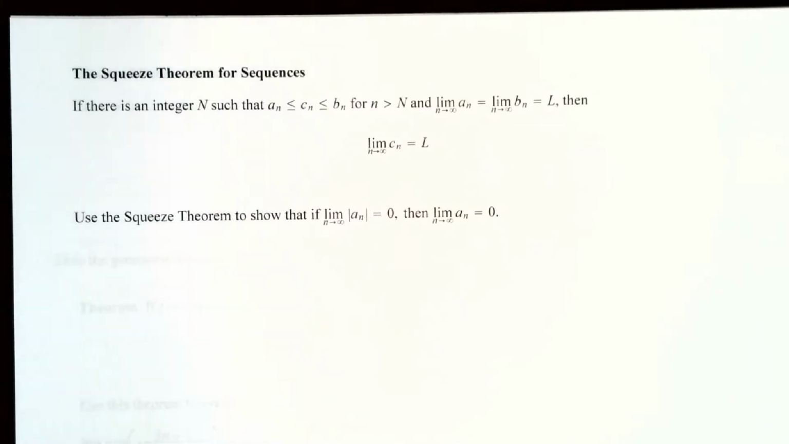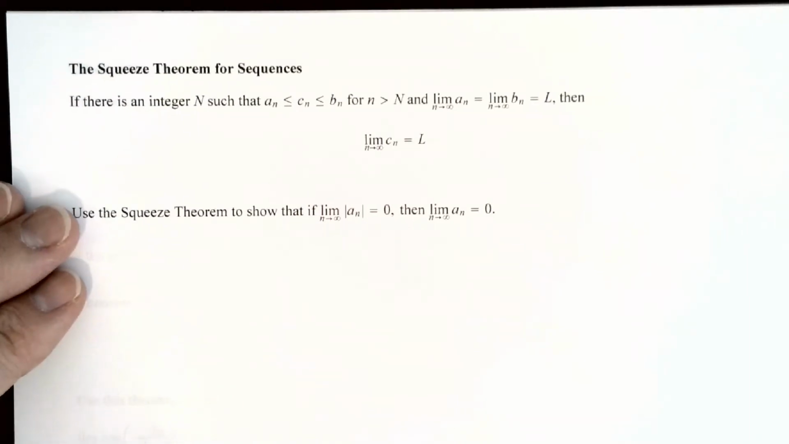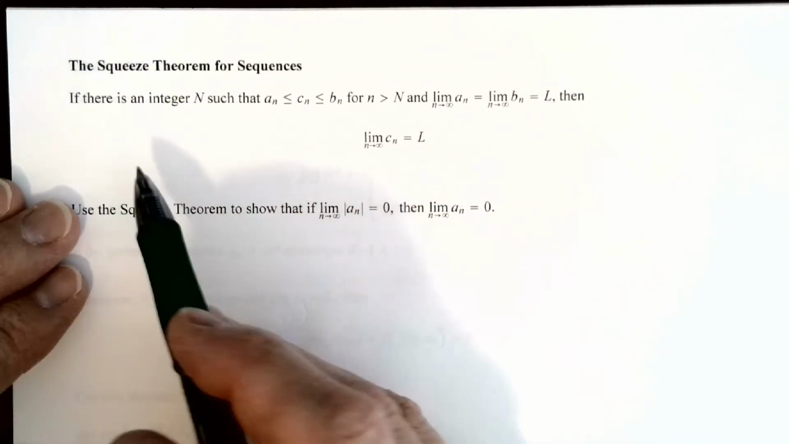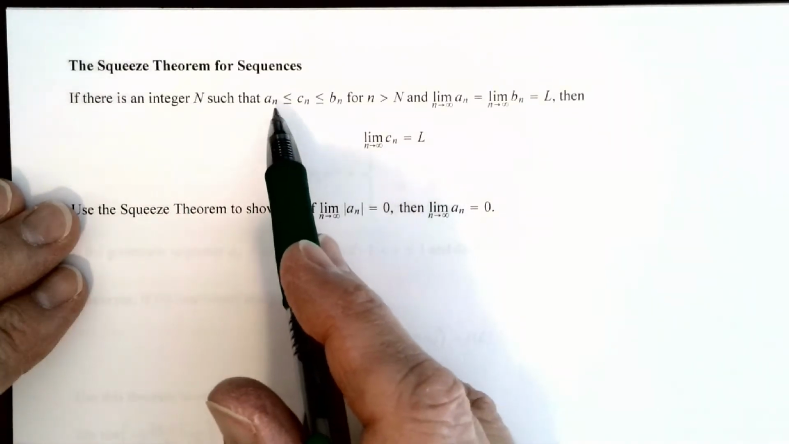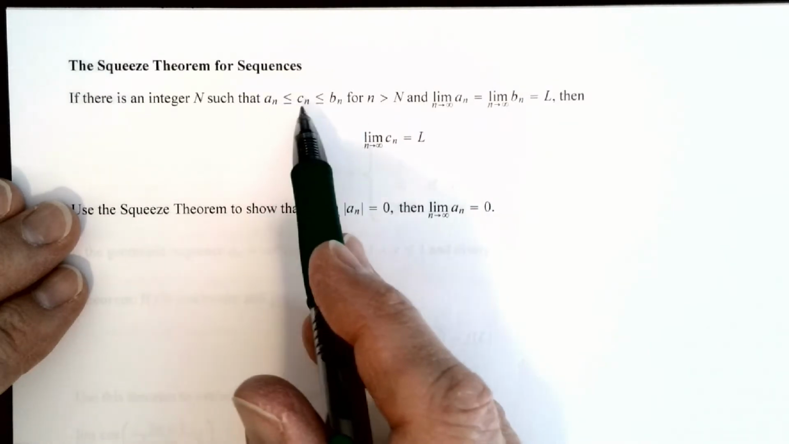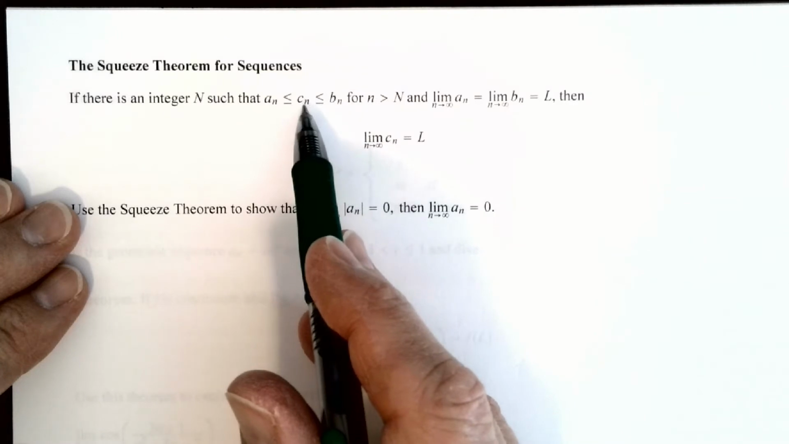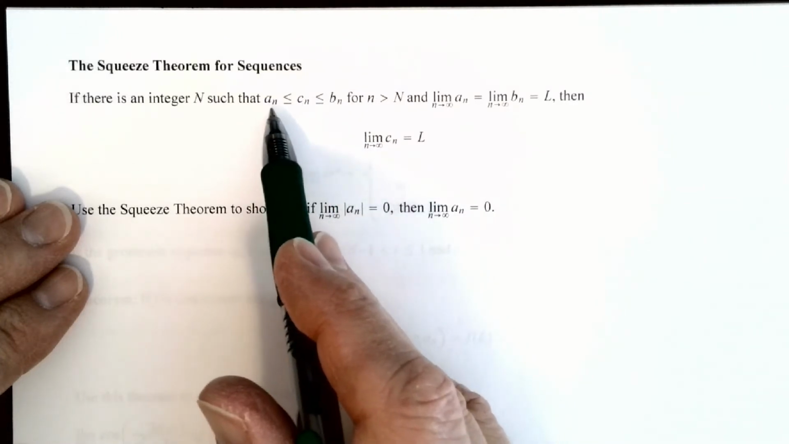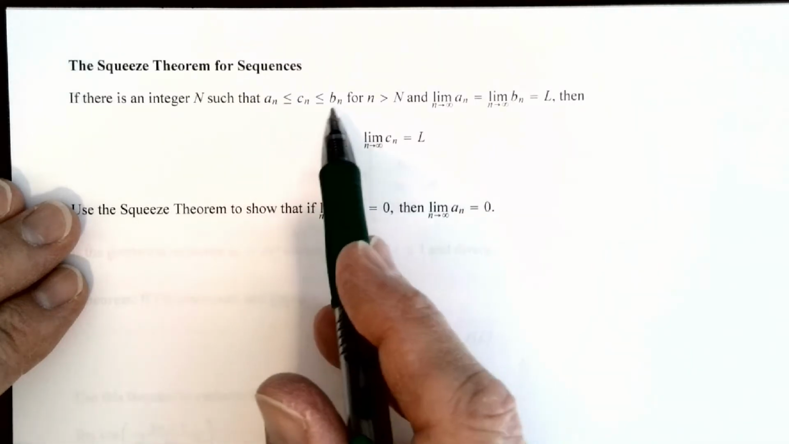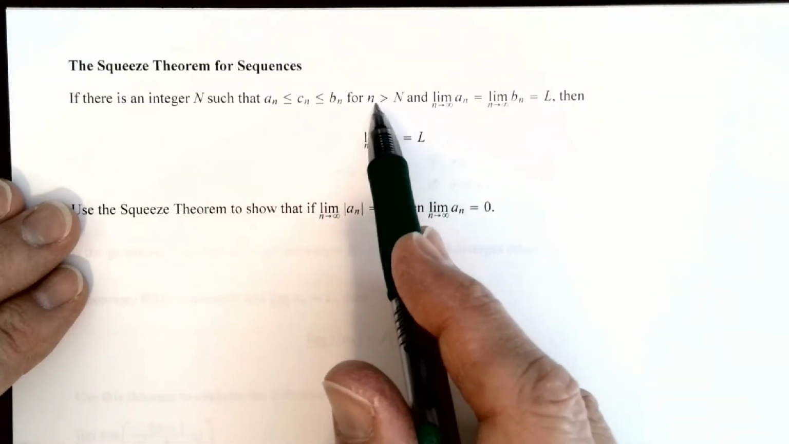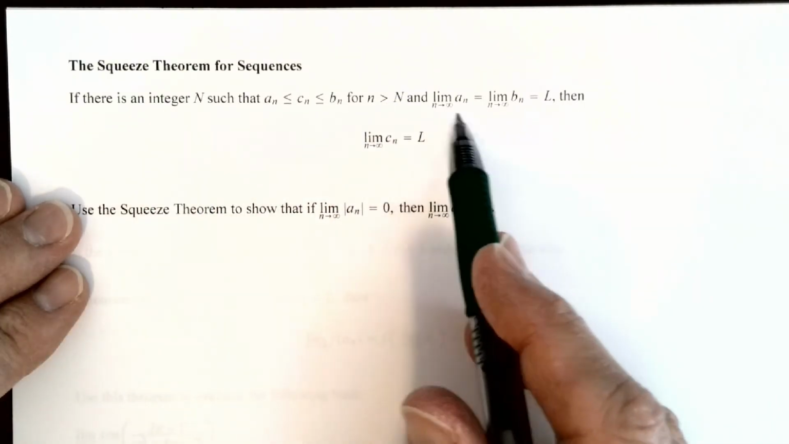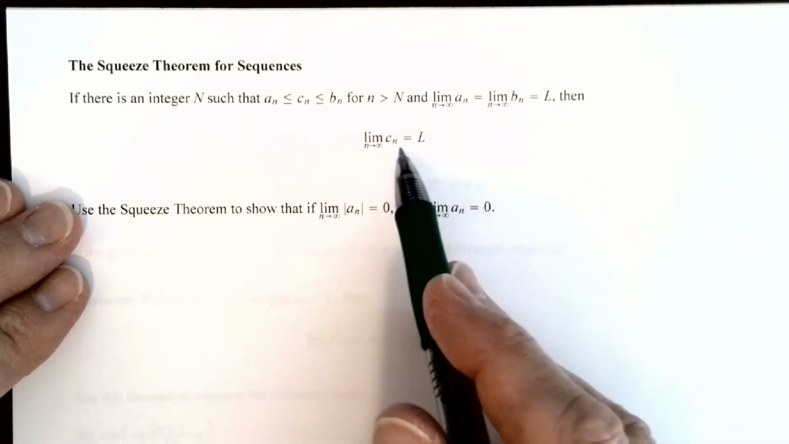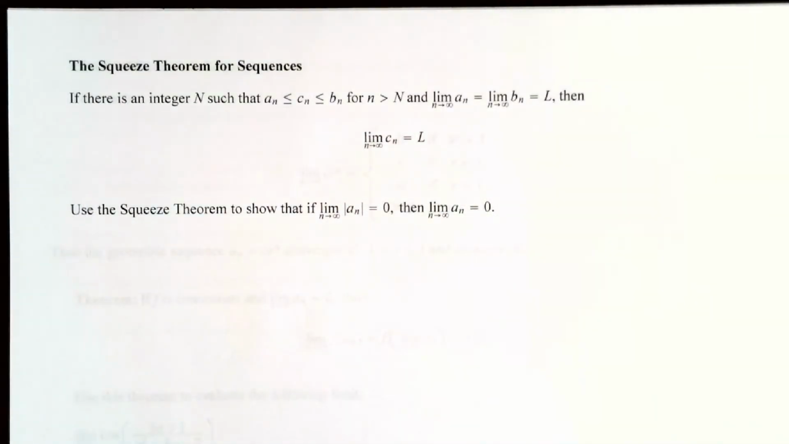Remember the squeeze theorem for functions of real numbers? We use that to find certain limits. It's a helpful thing. If capital N is some integer, and we have three sequences here, A sub N, C sub N, and B sub N, and the terms of C sub N are always greater than or equal to A sub N, but less than or equal to B sub N, trapped in between the terms of these two sequences, for any value of n that's greater than this fixed integer capital N. If also the limits of the A sub N's and the B sub N's exist and are both equal to L, then the limit of our sequence is also going to be L.